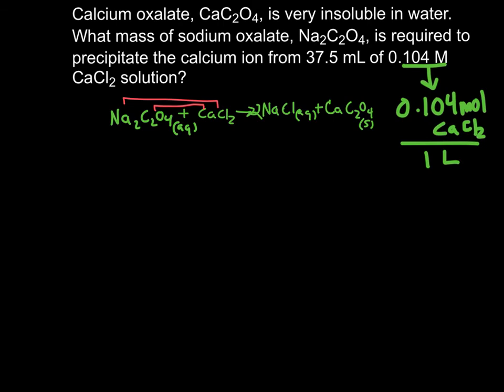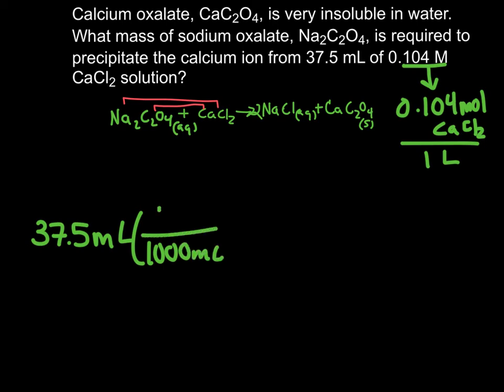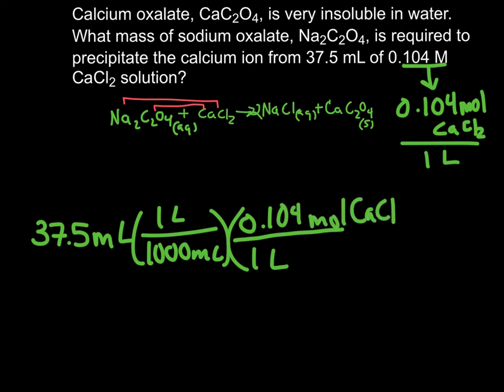So what's our given? 37.5 milliliters, that's correct. So we have 37.5 milliliters, and that's of the 0.104 molar calcium chloride. But in order for us to use that molarity as a conversion factor, we have to get to liters. So we're going to take our 1,000 milliliters for every 1 liter. Now we can use the molarity of the solution. For every 1 liter, we are told that we have 0.104 moles of calcium chloride.